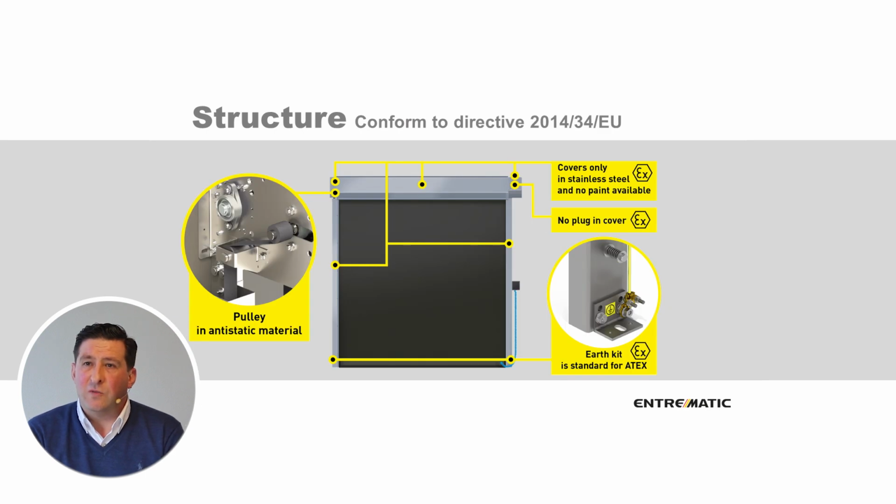So here a small view on the structure. So what parts have been adapted? For example, the pulley wheel is a special anti-static material. Covers, all the covers are only available in stainless steel. You have on both sides, left and right, your earthing kit. Important part: if there is anyhow built up some static energy, it is possible to guide it away through the earthing kit.